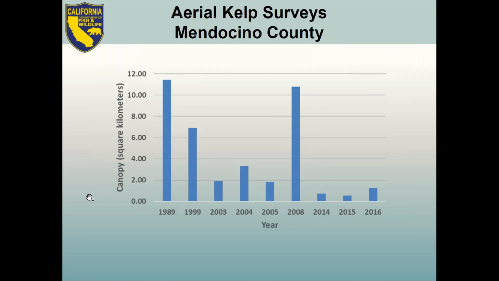So this graph is Mendocino County. For the years of data in this graph, 1989 and 2008 were good kelp growth years. Partial surveys were conducted in Mendocino County for 2009 and 2010, and there were no surveys in Mendocino County in 2011 through 2013. When the surveys were conducted in 2014 through 16, they depicted the low canopy that you see here.